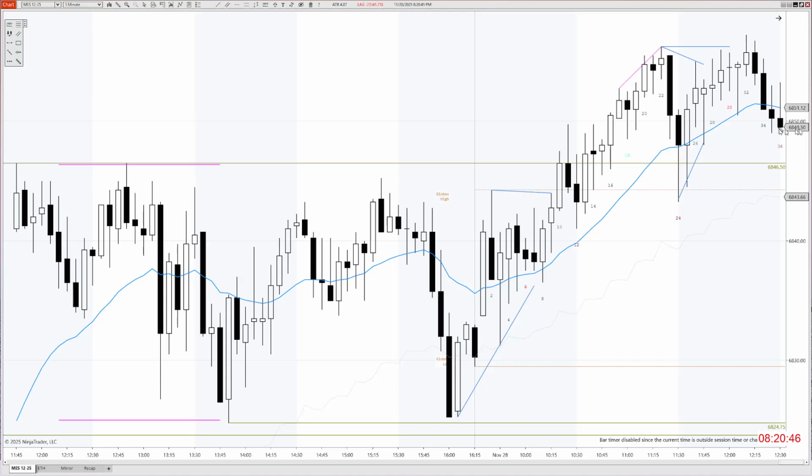A beautiful sell, bar 36. However, your stop is all the way up there. So not really high probability.